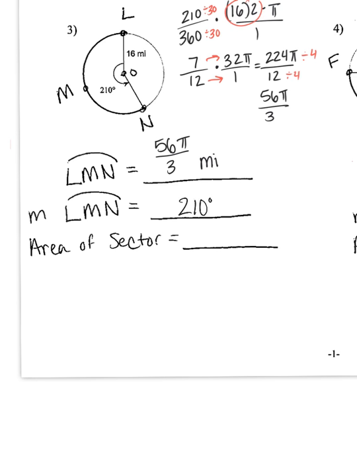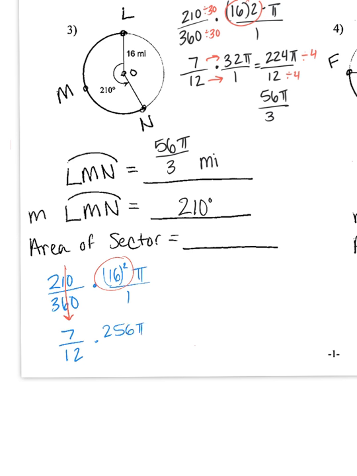And then I have the area of the sector, which we're going to do central angle, which is again 210 divided by 360 times now the area, so radius squared times pi. We already know from above that this one reduces to 7/12, and then 16 squared gives me 256. Oops.